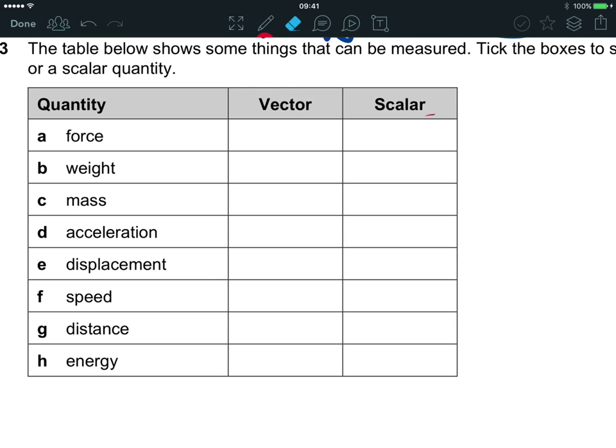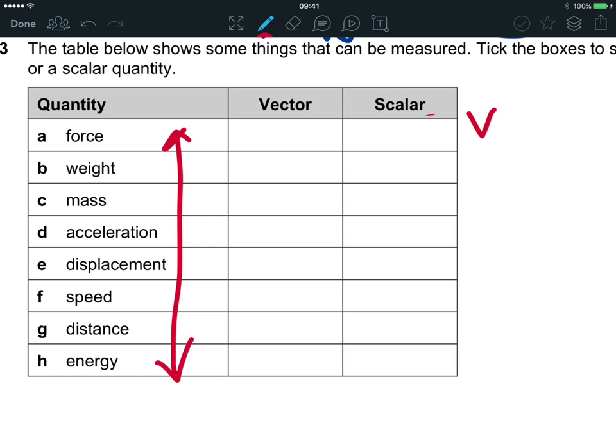Question number 3. This is really about determining whether certain parameters are either vectors or scalars. Okay, so we have our A to H down here. These are the things that we need to decide: are they vectors or are they scalars?